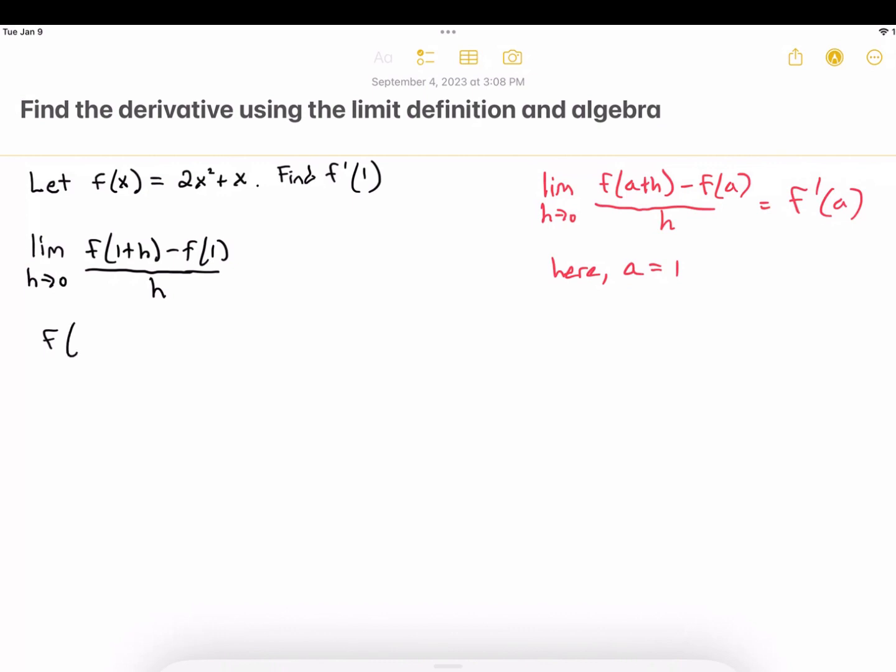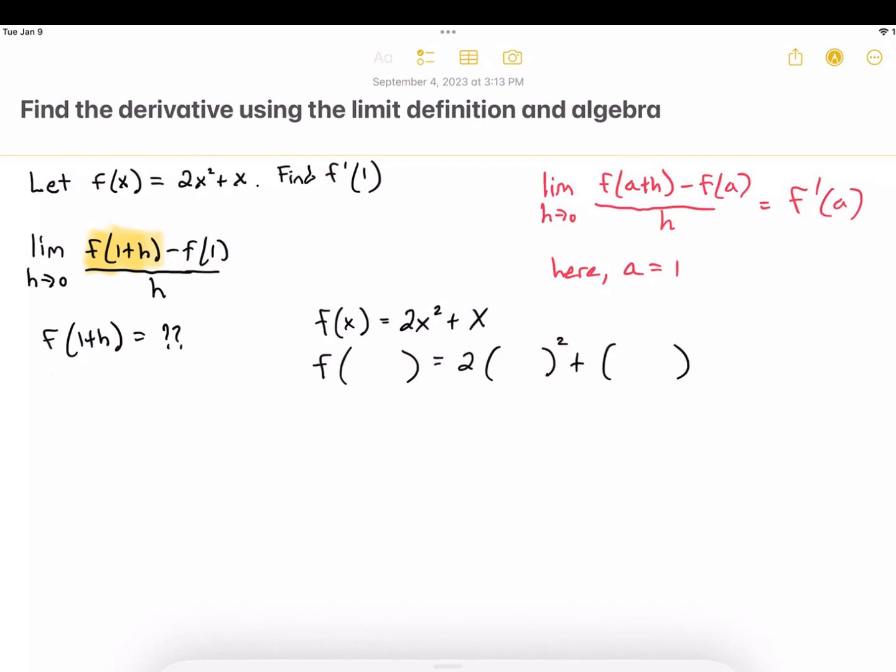I'm doing that here. Now the big algebraic task is find f of 1 plus h. And that requires us to put 1 plus h into the function 2x squared plus x. So think of x as the input, and whatever is placed in the parentheses after f goes into those spots wherever it says x. In our case, it's 1 plus h that's in the parentheses. So we repeat that wherever x appears in our function notation.